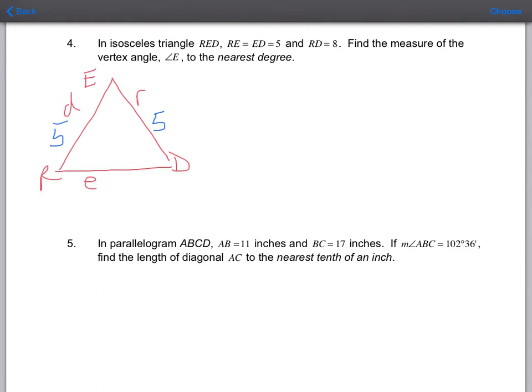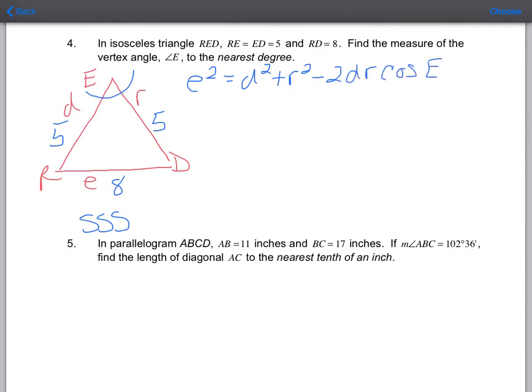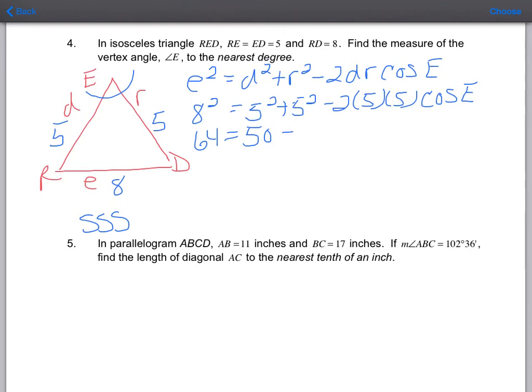And R to D, which is side E, is 8, which is side, side, side, so we can use law of cosines. They want us to find the measure of angle E. Since I'm looking for angle E, I'm going to start with side E. So I have E squared equals, and I just do alphabetical order for the rest. We're going to do d squared plus r squared minus 2 times dr cosine of E. Okay, 8 squared equals 5 squared plus 5 squared minus 2 times 5 times 5 cosine of E. All right, 64 equals 5 squared plus 5 squared is 50, minus 2 times 5 times 5 is 50, cosine of E.